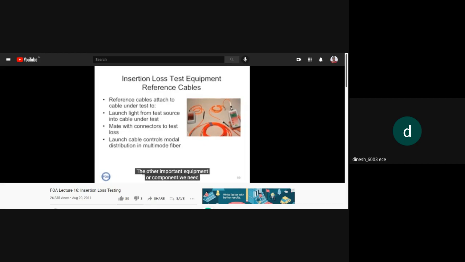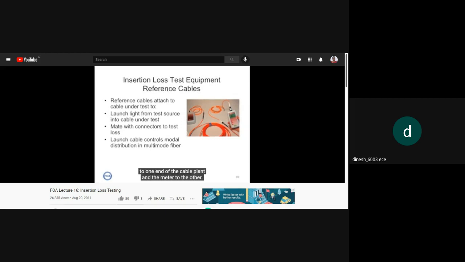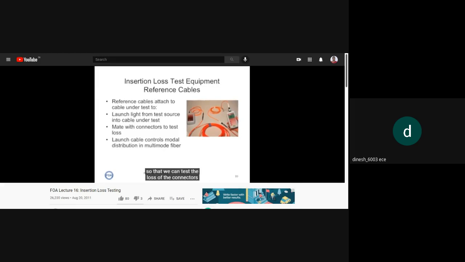The other important equipment or component we need for insertion loss testing is reference cables. Reference cables are used to attach the source to one end of the cable plant and the meter to the other. They launch the light from the test source into the cable under test, and they mate with the connectors on the cable so that we can test the loss of the connectors on either end of the cable plant. It's the launch cable we use to control the modal distribution in multi-mode fiber.